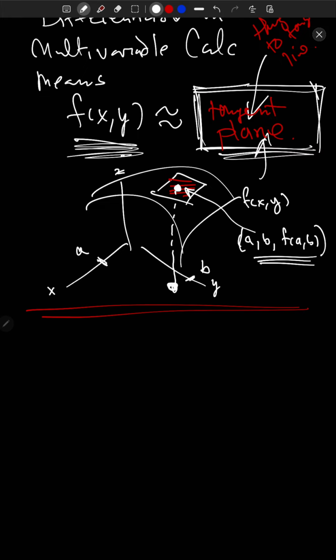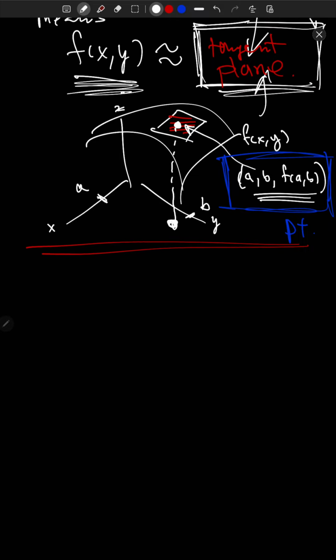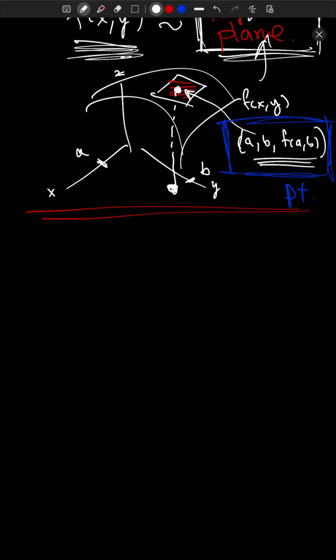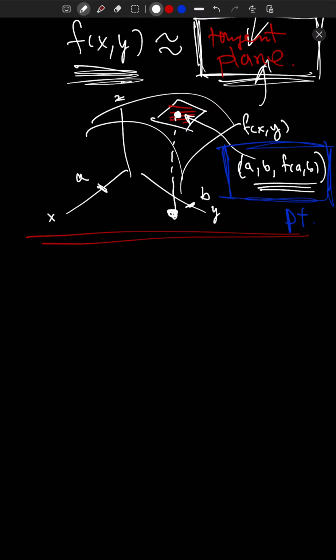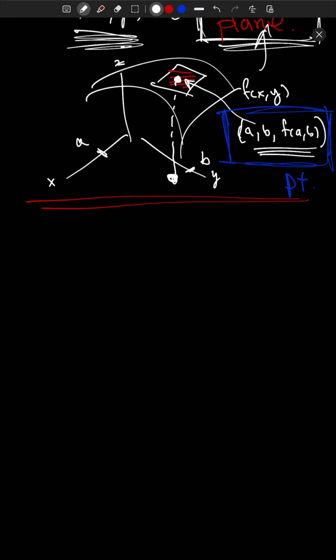And so how do we get the equation of a plane? We need a point and we need a normal direction. So this guy right here is going to be my point. All we have to do now in order to write down the equation of what should be the tangent plane is to figure out the normal direction. How do we find the normal direction? Well, if we find two vectors that are in the plane, then we automatically get the normal direction by crossing those two vectors. So we're going to find two vectors that are along this plane.